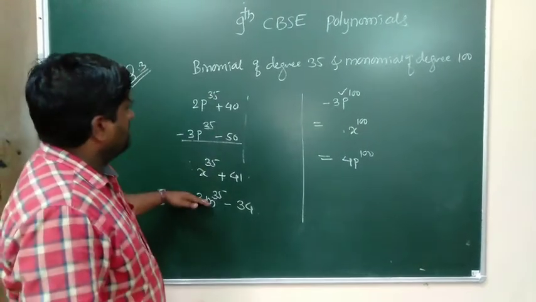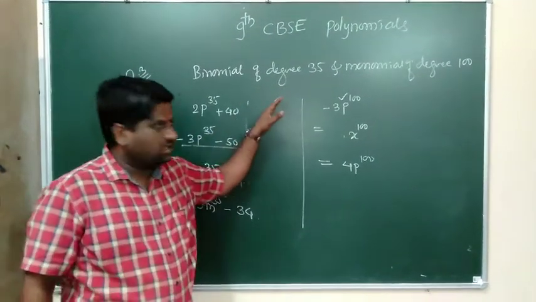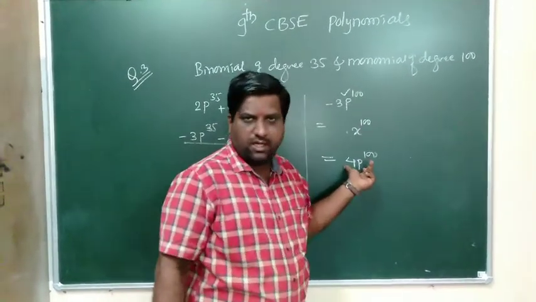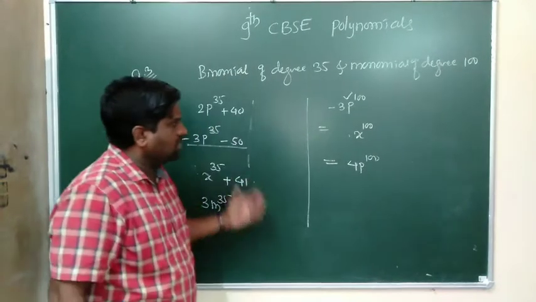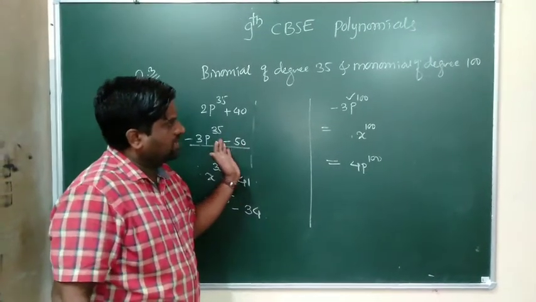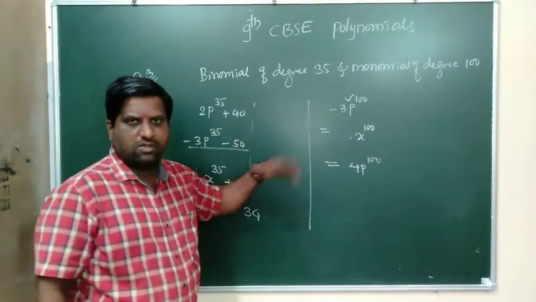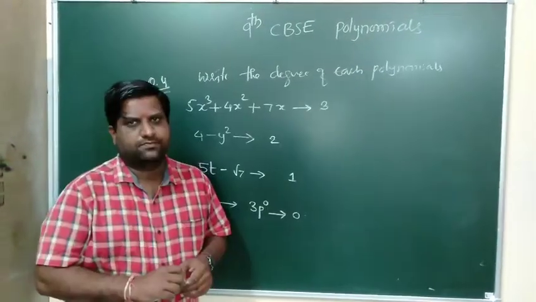So this is the example of a binomial with degree 35, and these are the examples of a monomial with degree 100. While practicing, take a reference of this, and better you write your own examples.